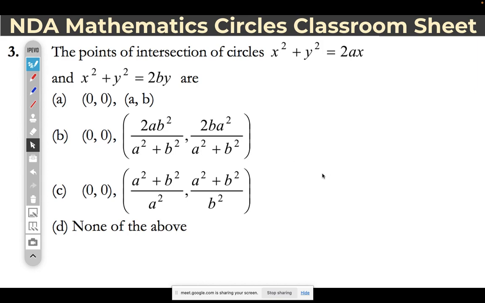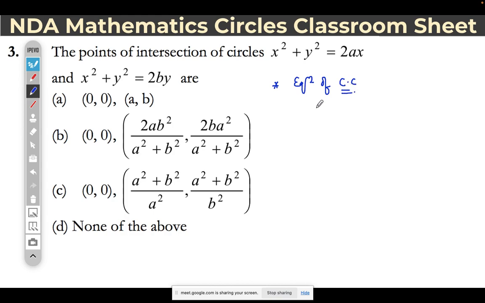The point of intersection of the circles. What is the point of intersection of the given circles? Straightforward, pretty evident. In any such scenario, please note down the step: find the equation of common chord. Find the equation of CC.